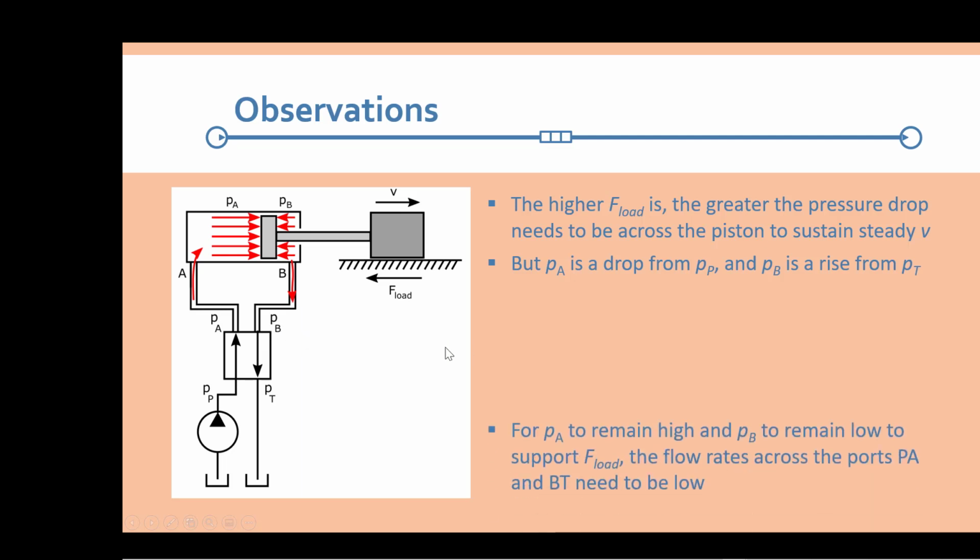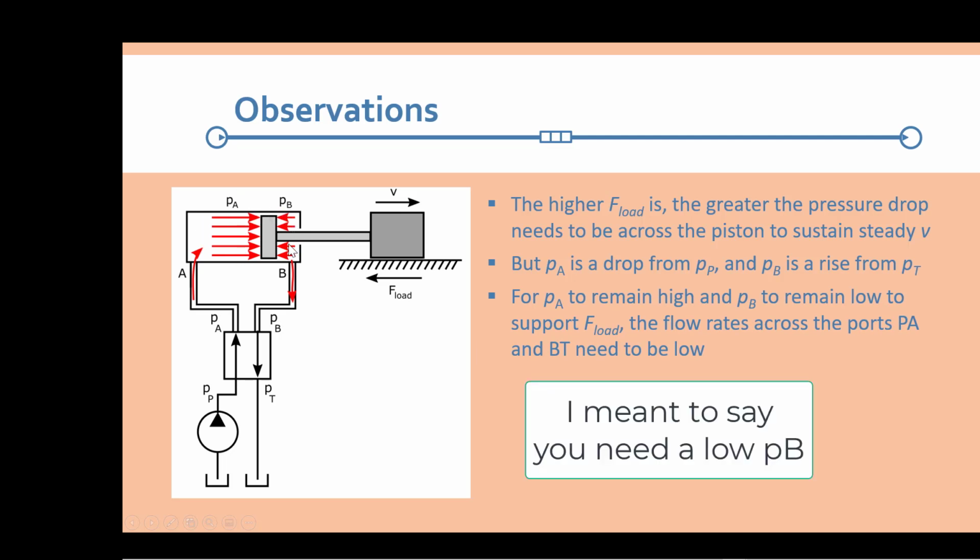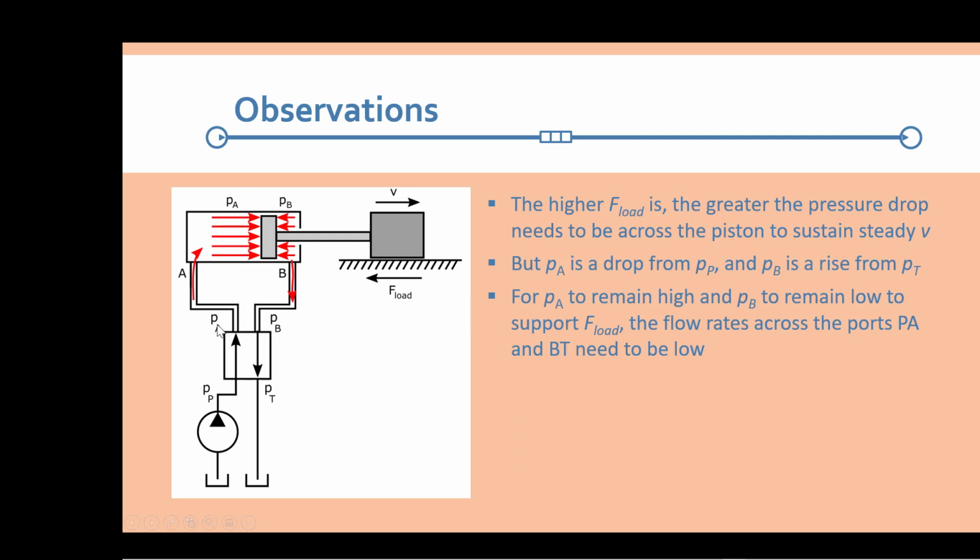So to sustain this load, I need to have a high PA and I need to have a high PB. But the PA is related to the flow rate. So we're seeing a complication in the relationship between F load and V.